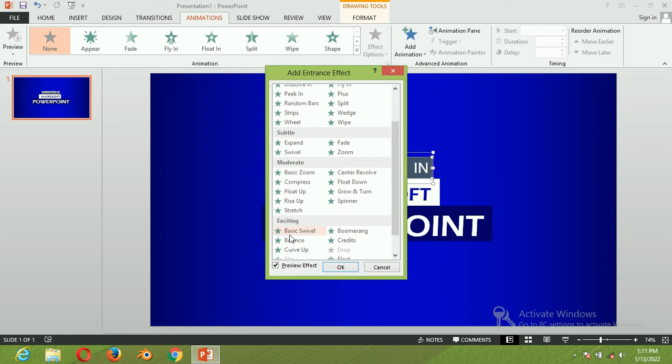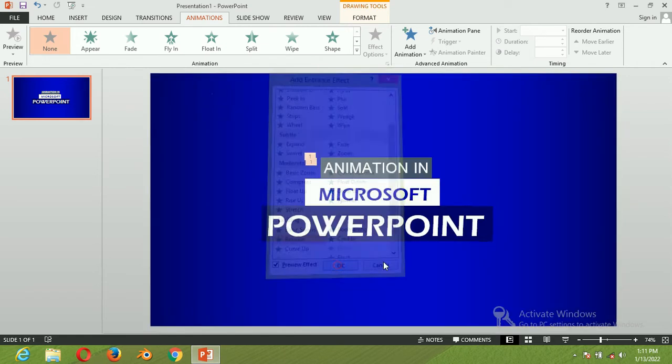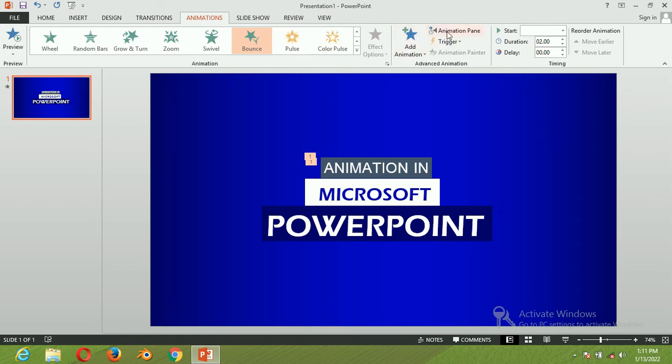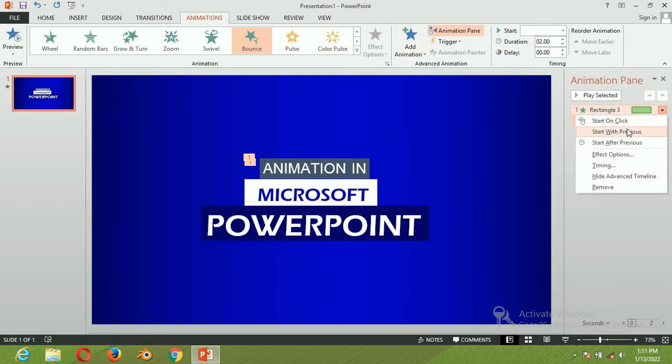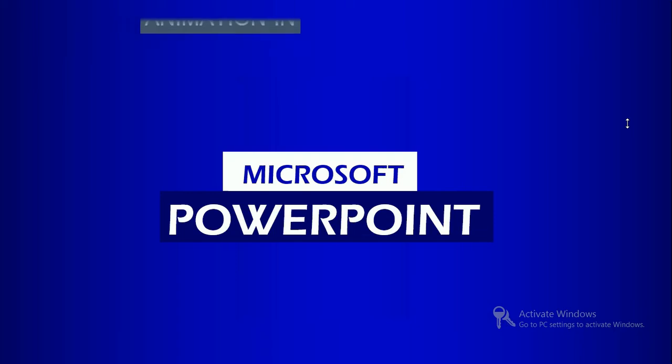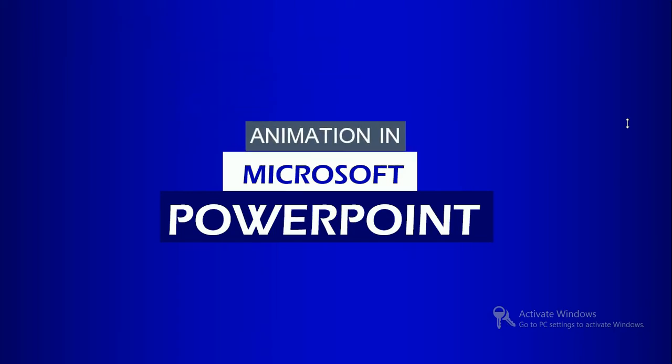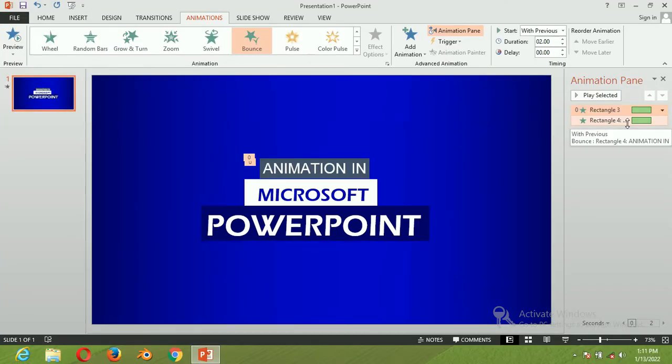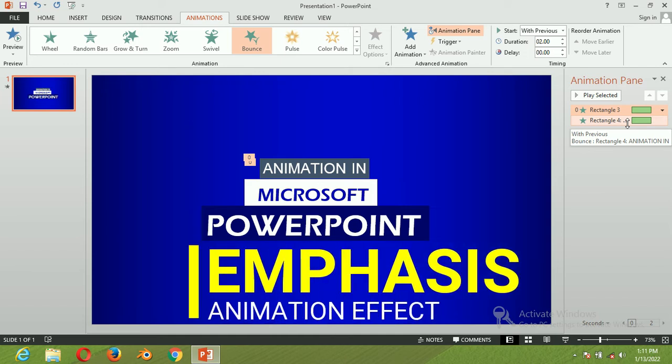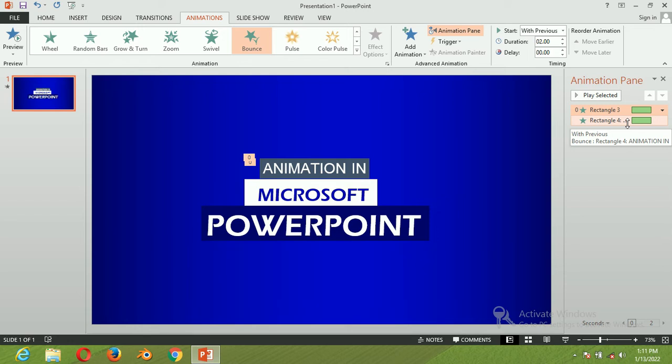All right, exciting category. So I'll just enable the animation pane, right click and choose start with previous. So this is how animation works. This one is an entrance effect, this one is an entrance effect, and it's made to work automatically. Then we also have emphasis effect, and emphasis effects are animations that occur while the object is on the slide.